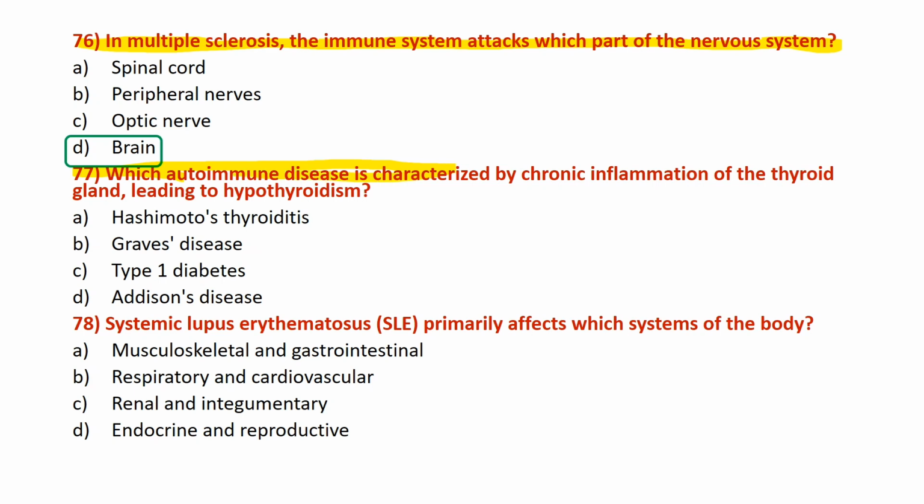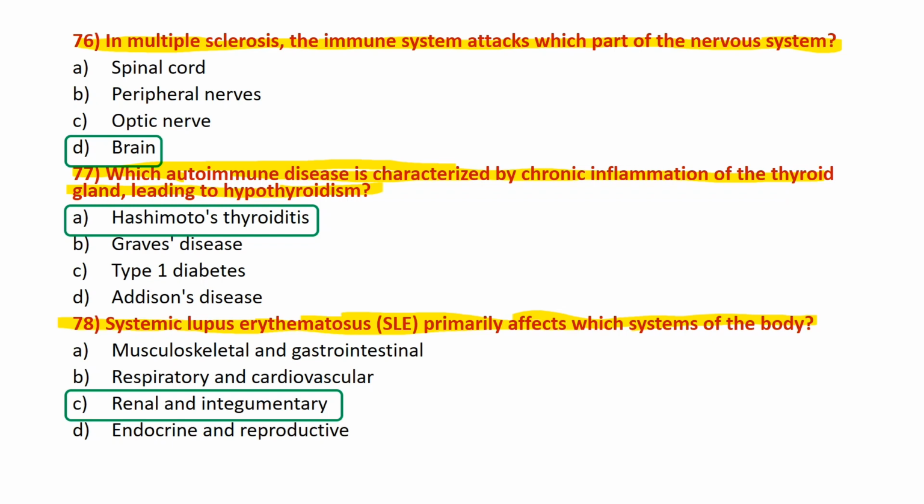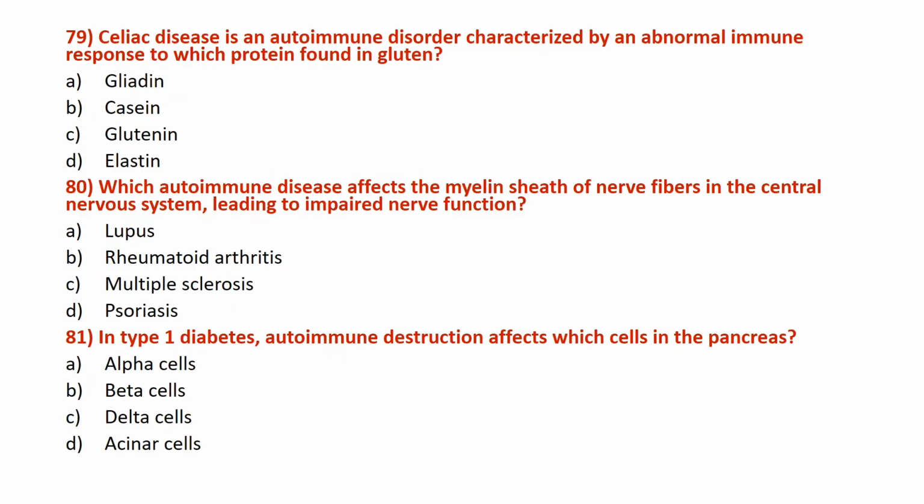Which autoimmune disease is characterized by chronic inflammation of the thyroid gland leading to hypothyroidism? And the right answer is option A, Hashimoto thyroiditis. Next one is, systemic lupus erythematosus, also known as SLE, primarily affects which system of the body? And the right answer is option C. Next one is, celiac disease is an autoimmune disorder characterized by abnormal immune response to which protein found in gluten? And the right answer is option A.